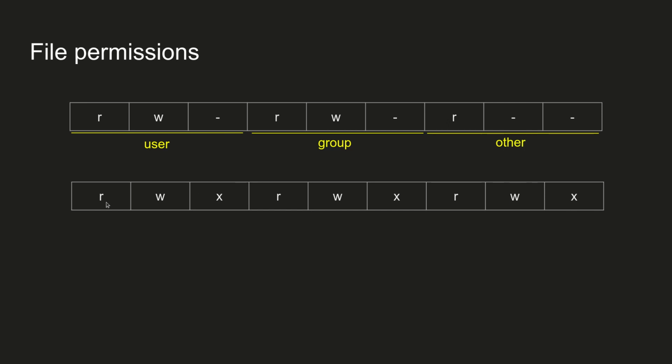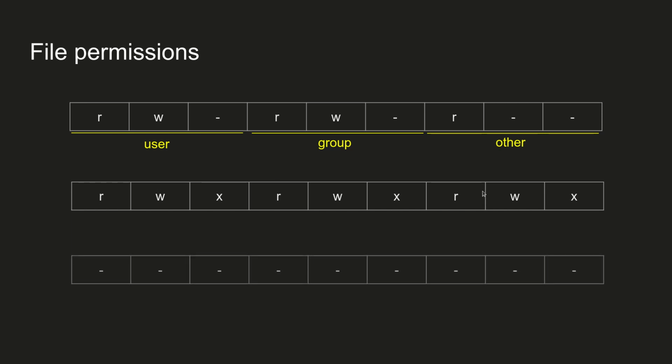This is an example if everyone was given every permission on a file. This example is if everyone was excluded from all permissions on the file. And actually, even with a file with no permissions given to anyone, root can still access and read it and write it.